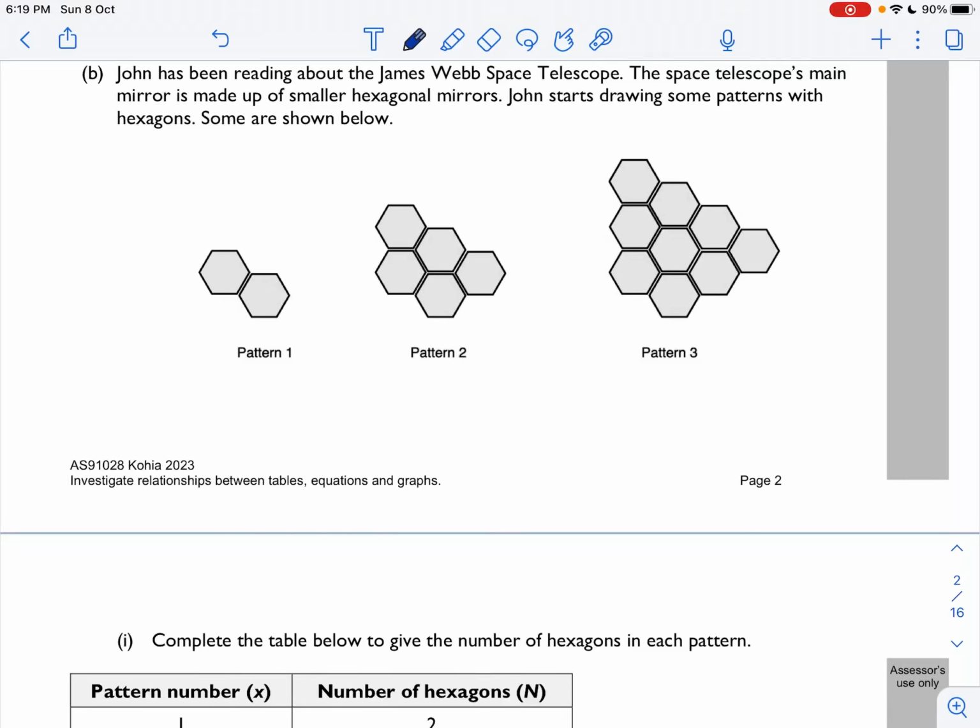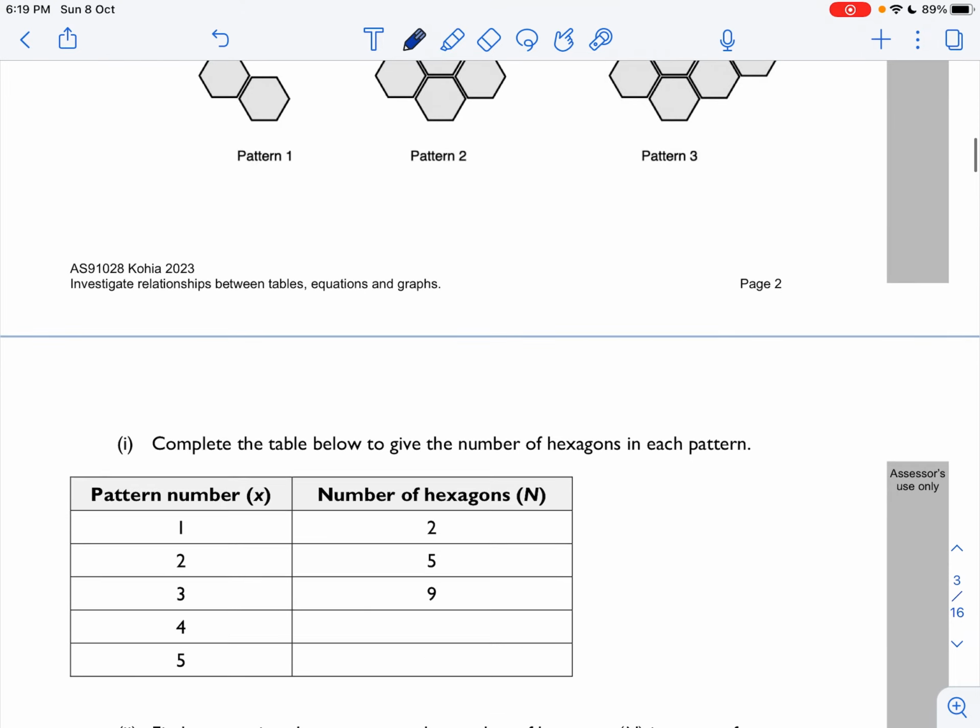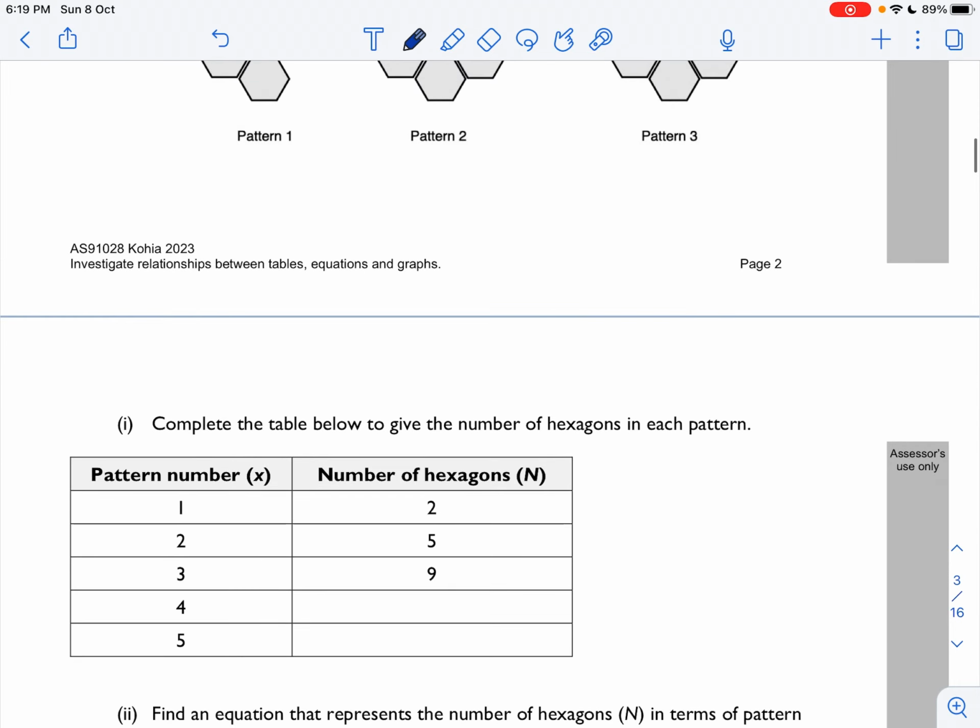So question 1b, John has been reading up about the Space Telescope. Its main mirror is made up of smaller hexagonal mirrors. John starts drawing out some patterns of the hexagons, some are drawn below. So that's the pattern, and they've started doing this table.